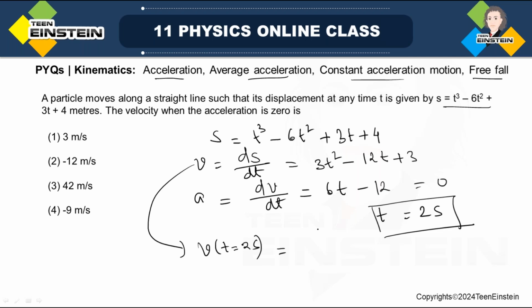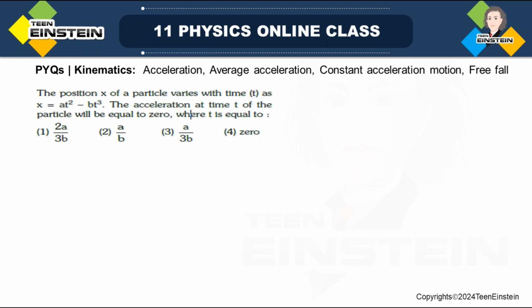Okay, so 3 into 2 square minus 12 into 2 plus 3. So this is 12 minus 24 plus 3. So this is minus 12 plus 3, so minus 9. Minus 9 meter per second. So this was a very simple question. Now let us see this question.